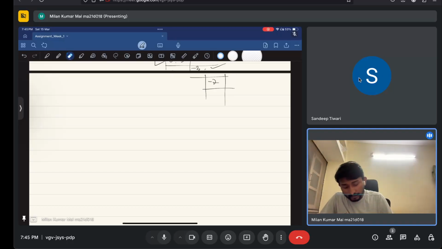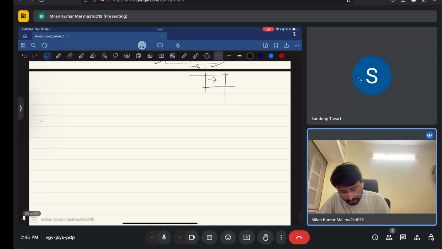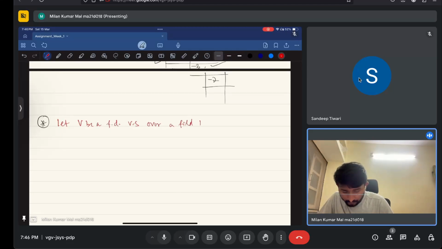First of all, let's write the statement. Let V be a finite dimensional vector space over a field F, and let the dimension of V be equal to n. Let T from V to V be a linear operator.